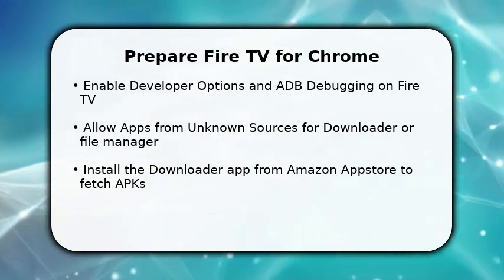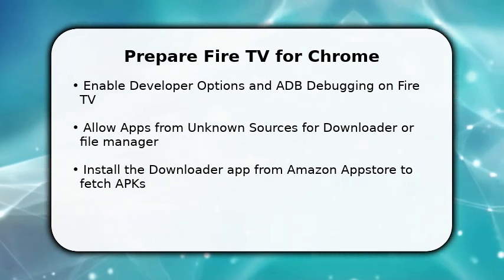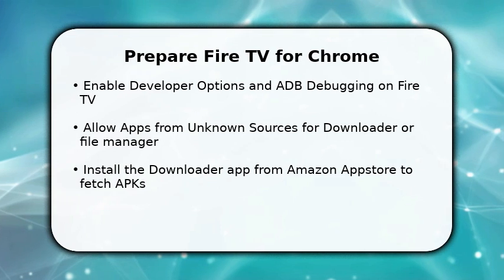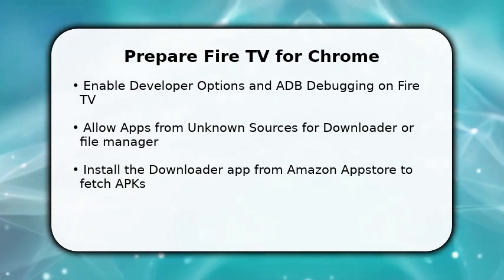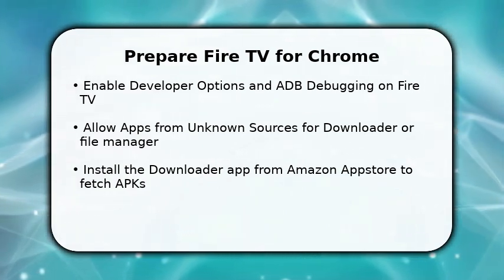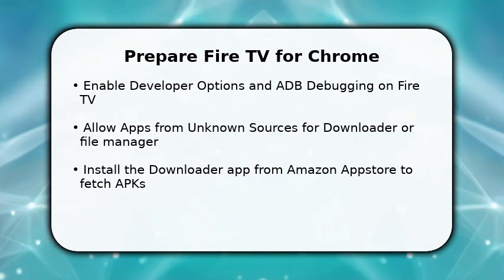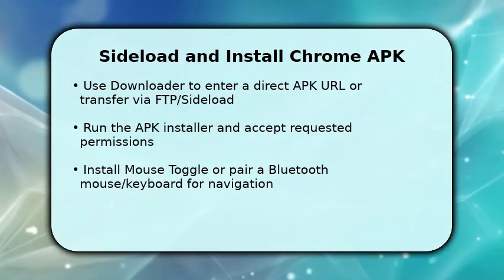Next, open the Amazon App Store and install Downloader. This app fetches APK files directly. While you install, make sure your Fire TV and phone or PC are on the same network to transfer files. You will now fetch and install Chrome.